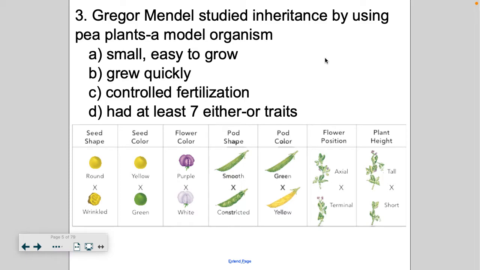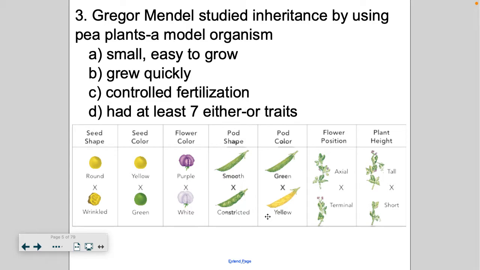They were small, easy to grow, they grew quickly, you could control how fertilization takes place, and then at least 7 either-or traits. And so what I mean by either-or traits was that for seed shape, a pea plant is either round or wrinkled. There's no mix in between. Seed color, yellow, green. No mixing of those colors. Flower color, purple, white. Pod shape, smooth, constricted, pod color, and so on and so forth. We have a few either-or traits, like ear placement. Is it free or is it attached? Thumb, is it straight or normal, or is it hitchhikers?